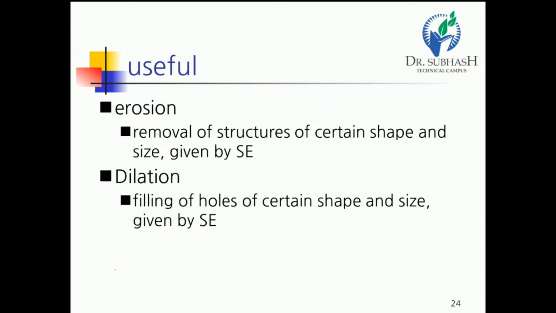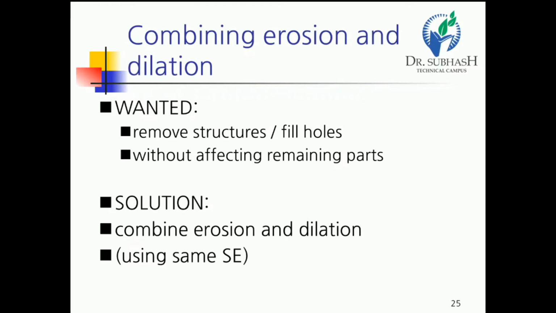One is the removal of structures of certain shapes, which means we create holes, and with dilation we can fill the holes with a certain shape and size, right? So by combining erosion and dilation, we want to remove the structure and fill the holes without affecting the remaining parts. That is the most important factor. Either we are removing some parts, which we can do with erosion, or we can fill the holes, which we can do with dilation.